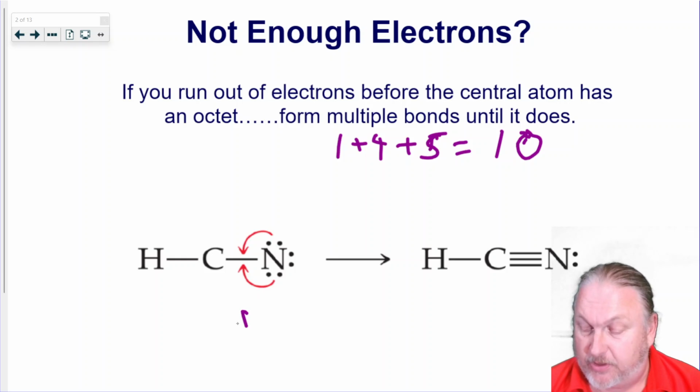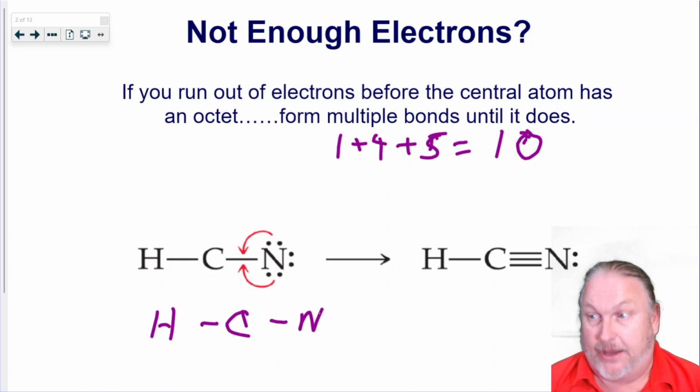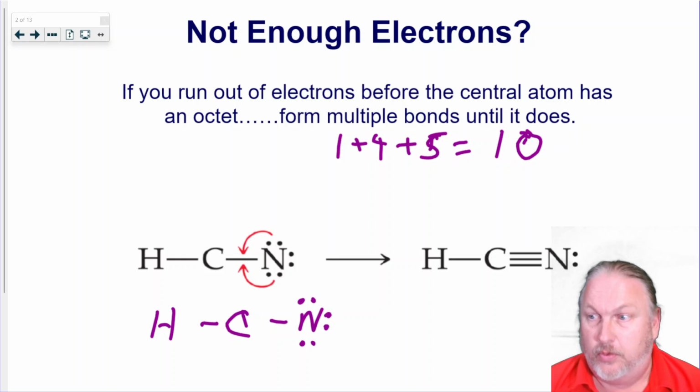We're going to put the central carbon as the central atom, just like we did before. Hydrogen goes there, and then we're going to attach our nitrogen. Since that's an exterior atom, we're going to fill it up with electrons until it has 6. Now let's count and see what we got: 2, 4, 6, 8, 10. Whoa, we've used all of our electrons, but carbon still does not have a full octet.